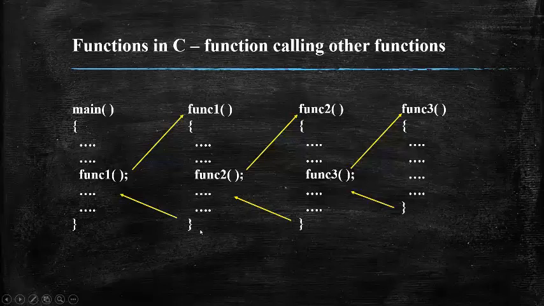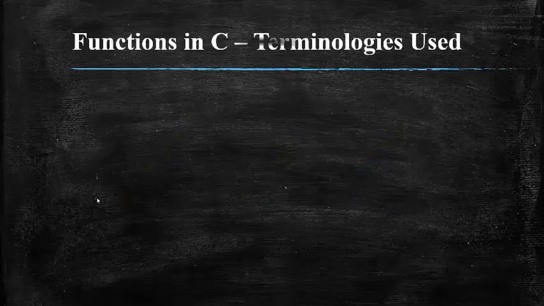Once function 1 is executed successfully, then we go back to the main function, where the remaining statements are executed successfully. So this is how functions call other functions, normally in a C program or in any other programming language. Next we are going to see what all the terminologies are that we use in functions.